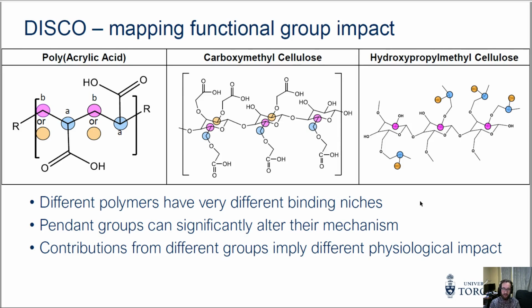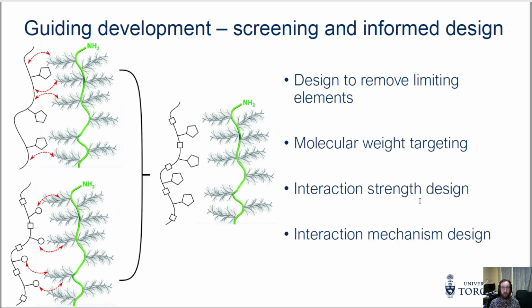The ultimate goal of all this is to start guiding development. Now that we have an understanding of how all these things work, or at least at a molecular level, the ways that these can work, we can start creating designed polymers, ones that interact in specific ways to achieve specific goals in terms of physiological compatibility, adhesive strength, and all that good stuff.